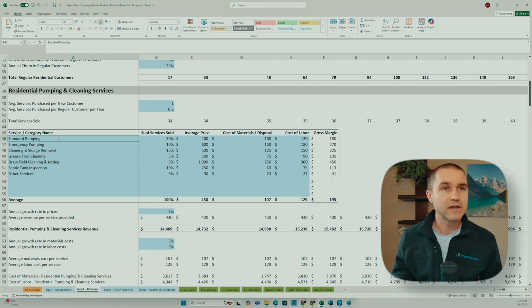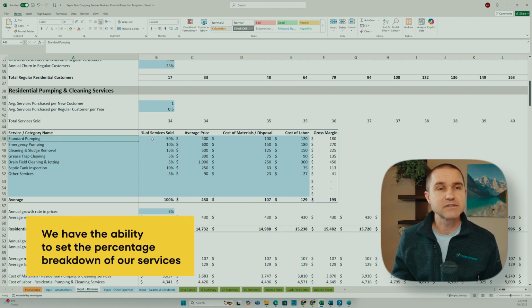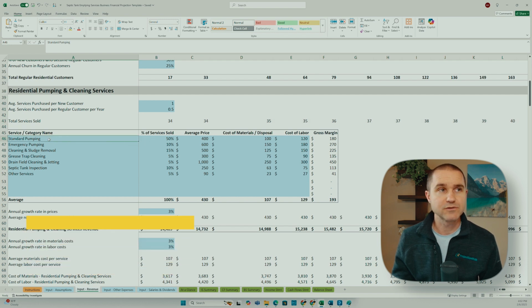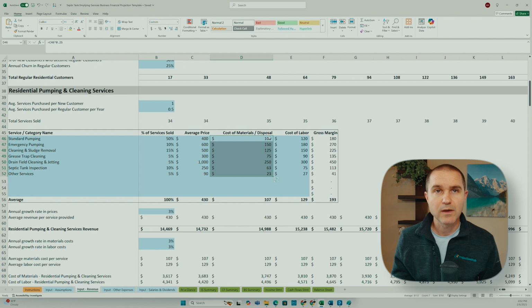And then from there, we have the ability to set the percentage breakdown of our services. So we can list our different services, the prices, and then what percentage of these total services that we're selling are a standard pumping or emergency or a grease trap cleaning, for example. So you can have different sets of assumptions here. And then your price point, your cost of materials or disposal. So you'll probably have to empty the truck and pay for that, and so that's what I would enter in here.